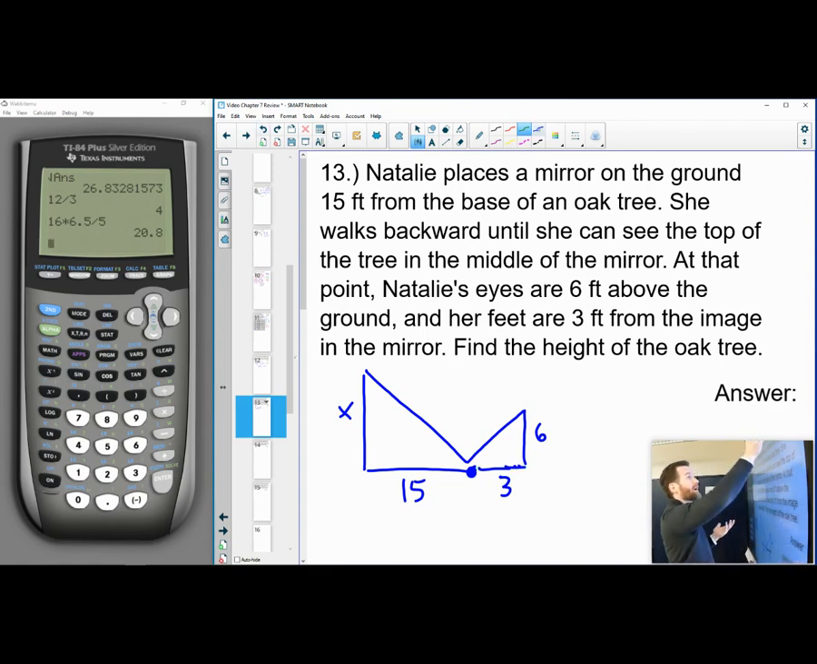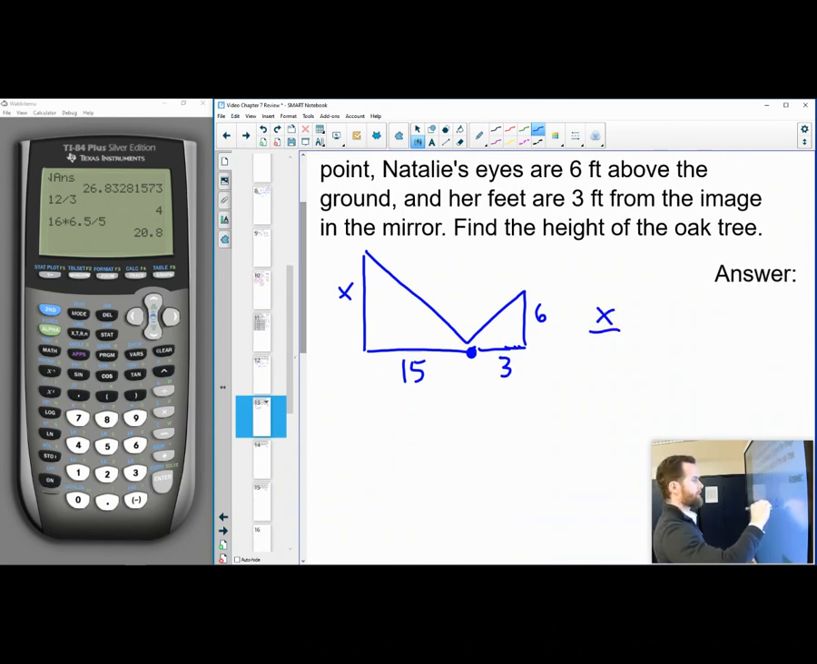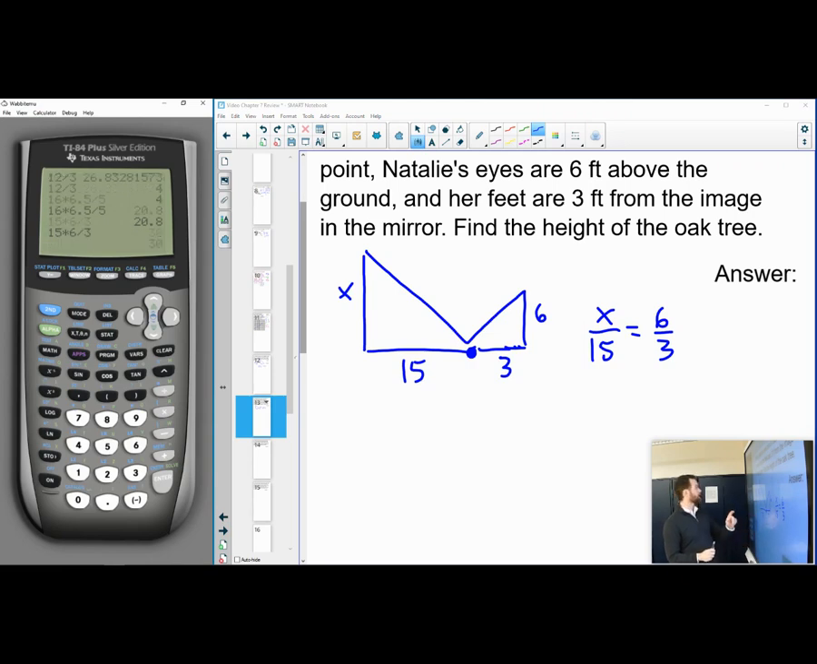And again, we've got 2 similar triangles. Make a proportion and we're going to be done with this. X over 15 equals 6 to 3 is what I would do. And that's just going to be 30, I think. Let me double check myself though. 15 times 6, divide by 3, and we get 30. Check it, and we're good.